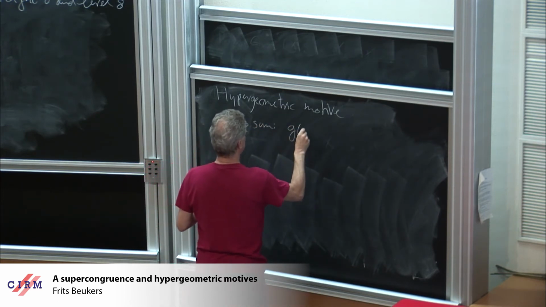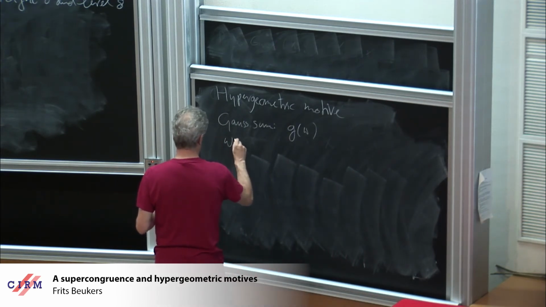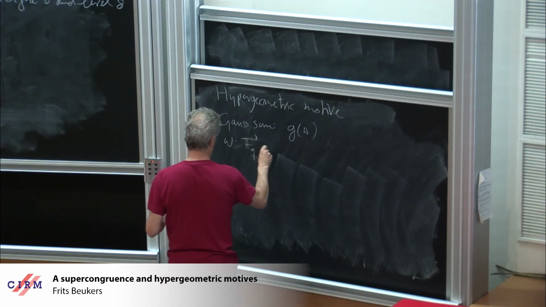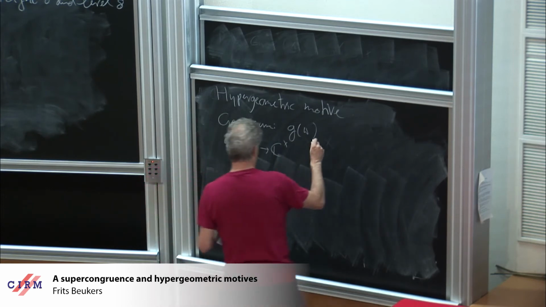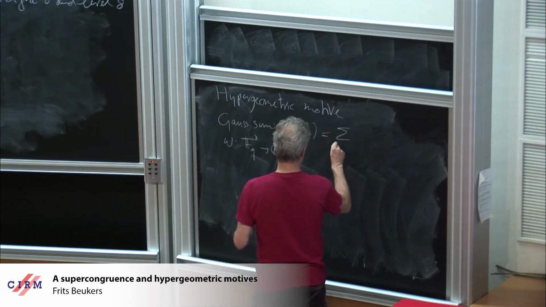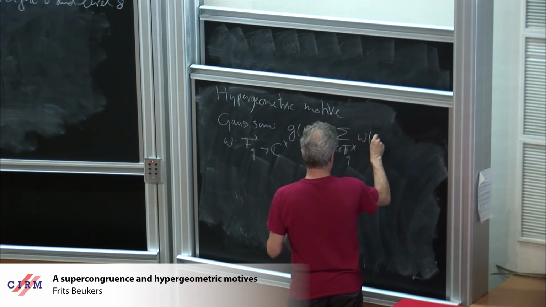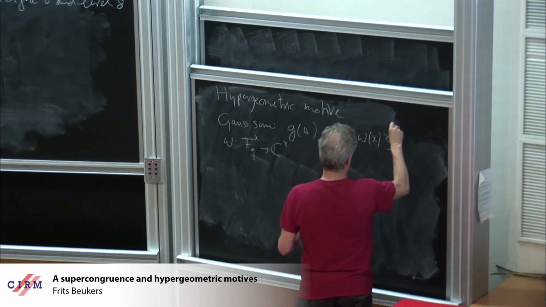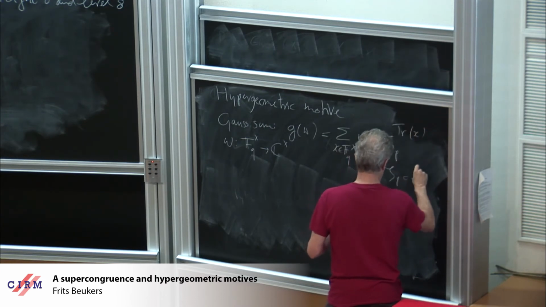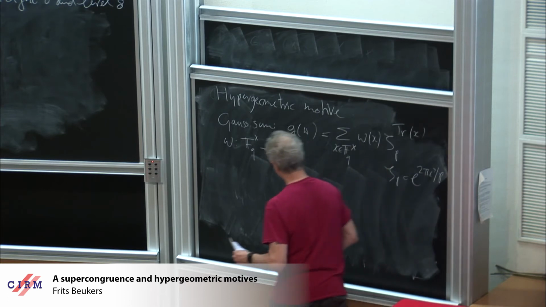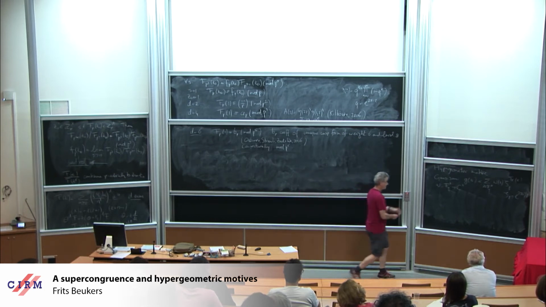A Gauss sum is a function of a character. Suppose omega is a character on the multiplicative group of the finite field with q elements. Then g(omega) is simply the sum over all invertible elements x in the field Fq of omega(x) times zeta_p to the trace of Fq over Fp of x, where zeta_p is of course e to the 2 pi i divided by p. This is a Gauss sum with respect to a certain character on Fq star. And we're going to use those.